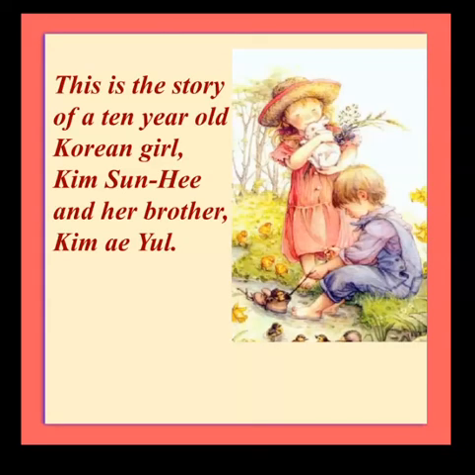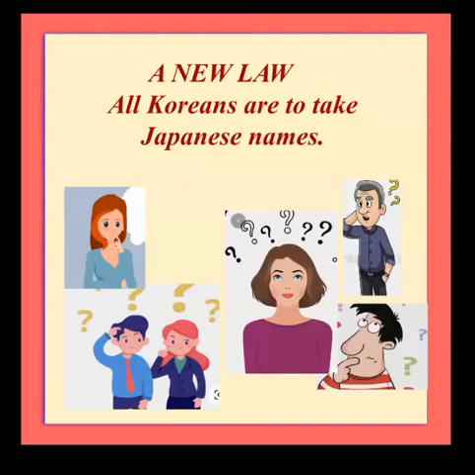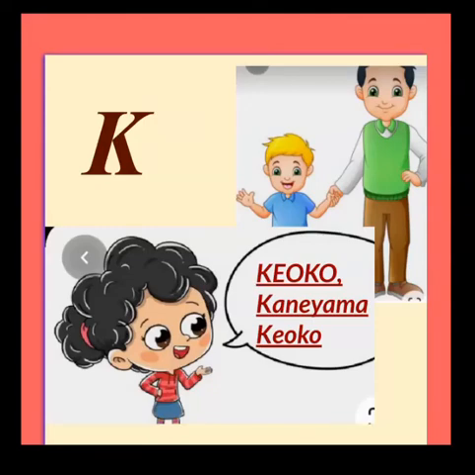So, the story is of a 10-year-old girl from Korea. Her name is Kim Sun-hee and a brother Kim Hae-yul. Now, this particular story tells about how the Koreans are being taken over by the Japanese and many restrictions are being imposed, and then a new law is passed, that is all the Koreans are supposed to take new Japanese names. So there is a lot of chaos among the people.